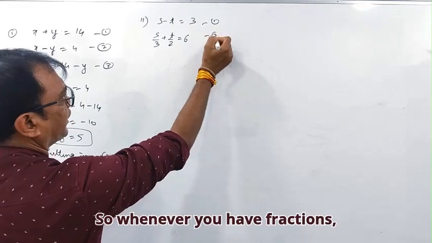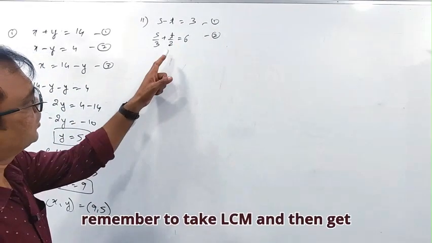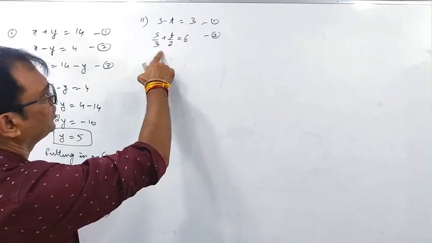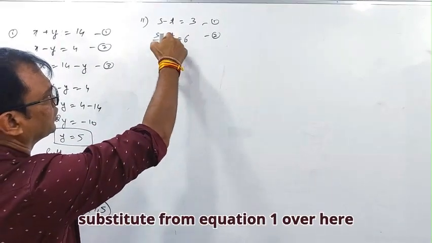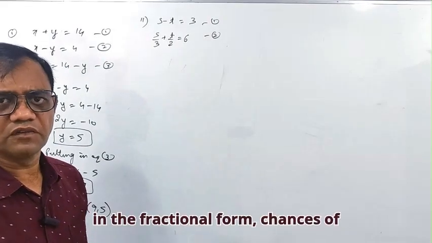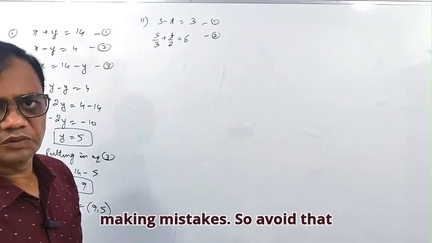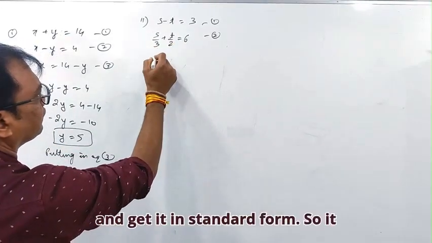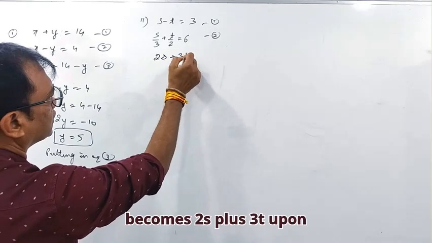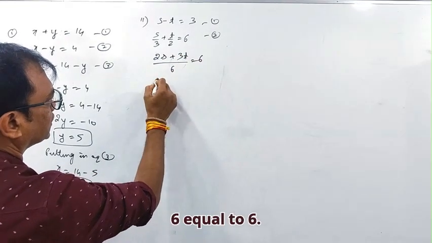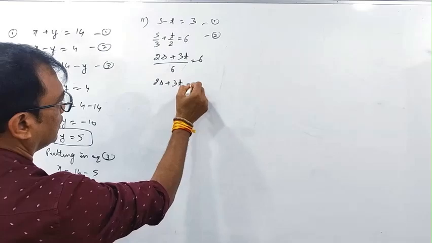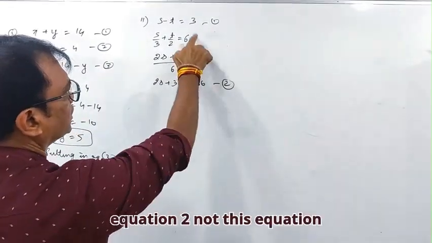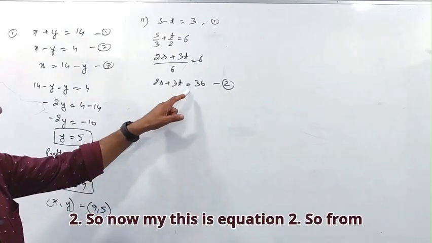Whenever you have fractions, remember to take the LCM and then get it in standard form. If you try to substitute from equation 1 in the fractional form, there are chances of making mistakes. So avoid that and get it in standard form. So it becomes 2s plus 3t upon 6 equal to 6. Here I am going to assume this is equation 2, not the earlier equation 2. So now this is equation 2.